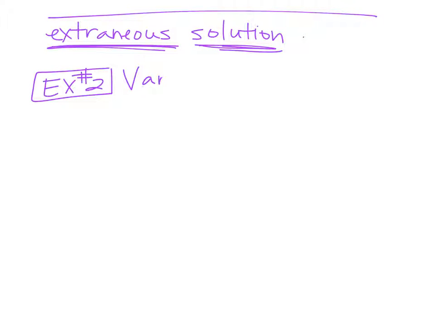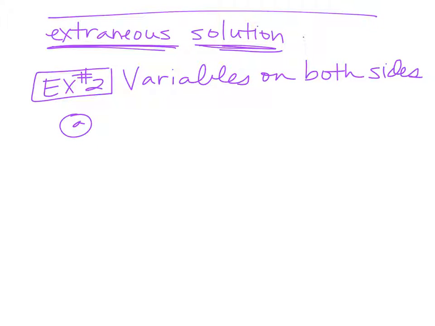Okay, so this is when you have variables on both sides. First one. If I have the absolute value of 3x plus 2 equals 4x plus 5. Now this one's a little bit tricky. Stick with me here.